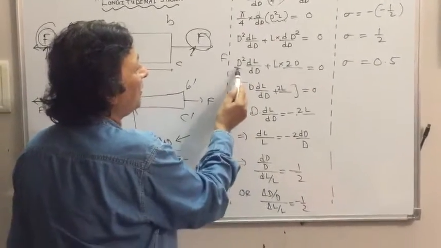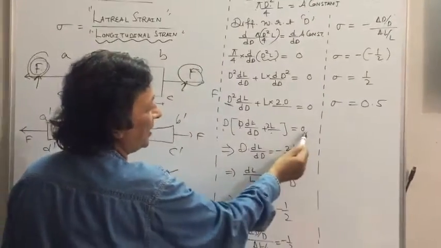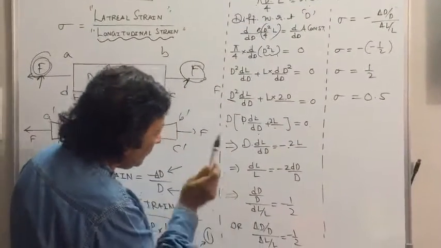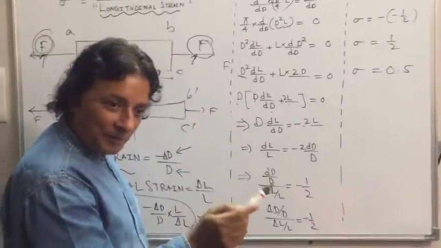You take d common, right? d dL by dD plus 2L equals 0. Okay, you can pause, write down, then play.